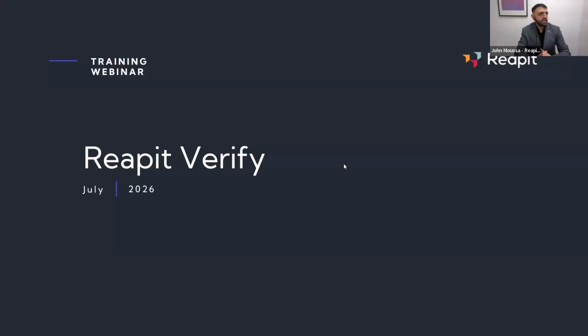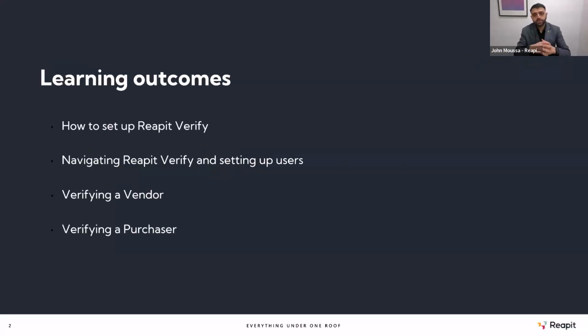So what we're going to cover today is how to set yourself up with Reapit Verify. If you haven't turned Reapit Verify on just yet, we're going to show you how you can set it up from your Reapit Sales platform, navigating through Reapit Verify, and of course, setting up the users in Reapit Verify. We're of course going to verify a vendor, as well as looking at verifying your purchases during the whole campaign process. So we're going to cover that today. And looking at verifying vendors and purchases, we're going to look at verifying businesses for both a vendor and a purchaser as well.